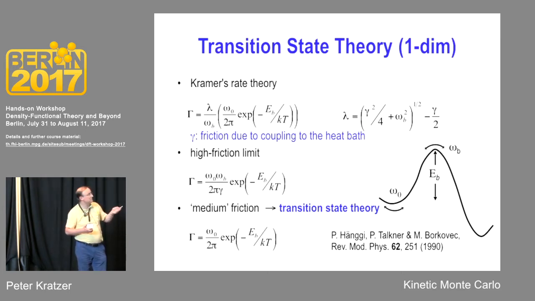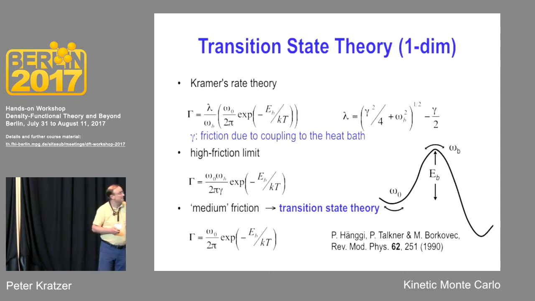So in the medium friction case, your expression for the rate becomes independent of gamma. It only contains here omega 0, the so-called attempt frequency, and it contains the barrier that you have to overcome. So this is the expression that is probably familiar to you. In case of weak friction or strong friction, you have somewhat different expressions. But I don't go into the details here.